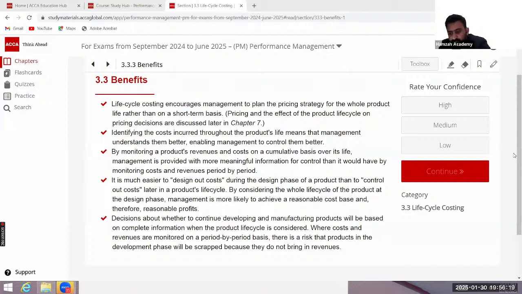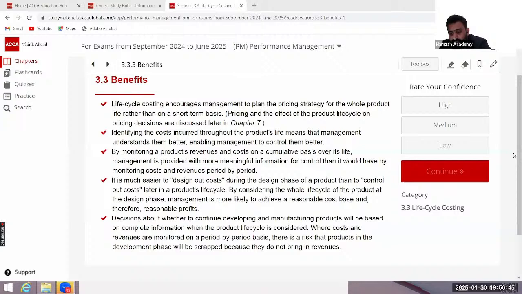Now, identifying the costs incurred throughout the product life means the management understands them better, enabling management to control them better. It would be a benefit. By monitoring the product revenue and cost on a cumulative basis over its life, management is provided with more meaningful information for control than it would have by monitoring cost and revenue period by period.